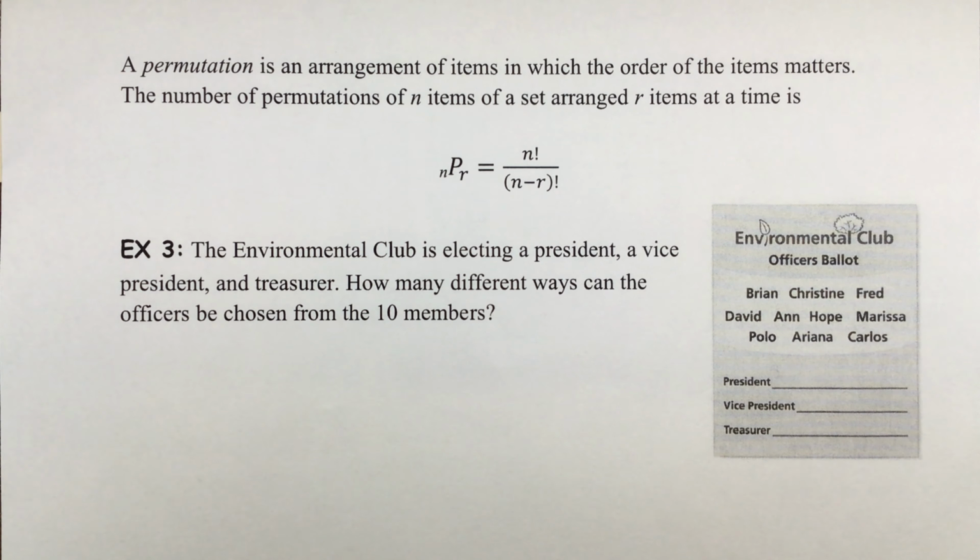All right, example 3 is one of these cases. The environmental club is selecting a president, a vice president, and a treasurer. So you have a group of people, and you're choosing 3 positions, but who gets whichever title does make a difference. How many different ways can the officers be chosen from 10 members? We have these 10 members here, and any of them can be the president, any can be the vice president, any can be the treasurer. So it's not just about selecting 3 people from the group, but about selecting them so they fit a certain role, and that would be a permutation.